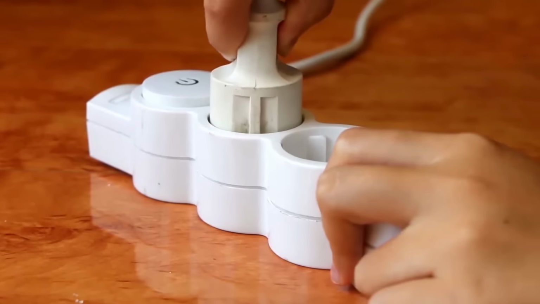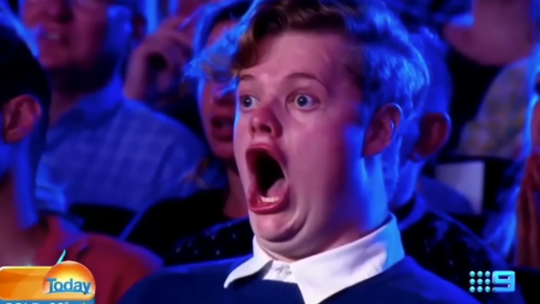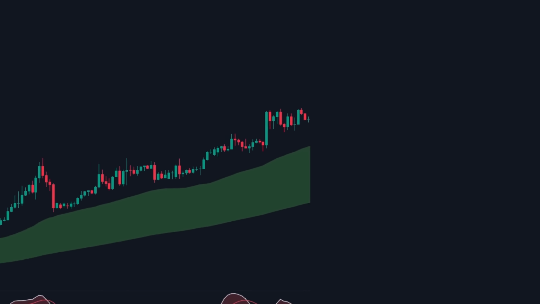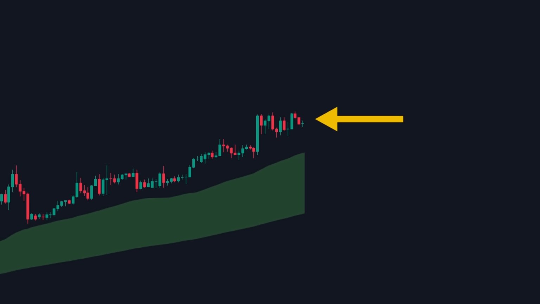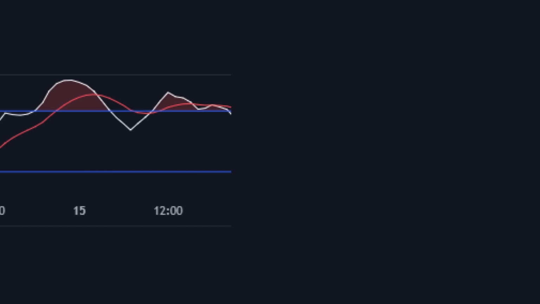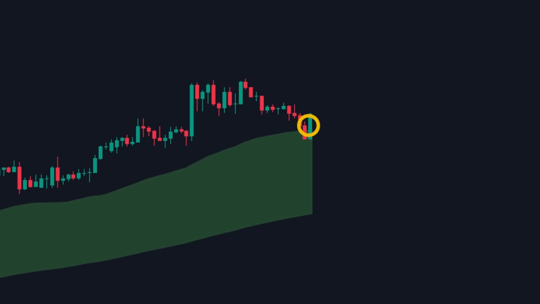Now let's put it all together into a complete trading strategy that will blow your mind with its accuracy. For a long trade, first make sure the EMA cloud is green and price is trading above it, confirming bullish trend. Second, wait for a pullback. We want to see the white SMI line drop below the minus 40 level, blue line. Third, during this pullback, price should touch the EMA cloud, but not close below it.